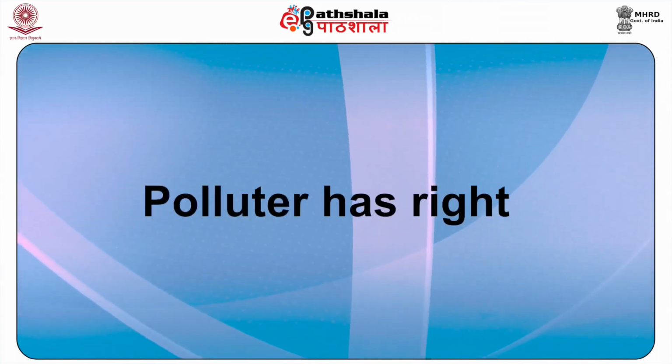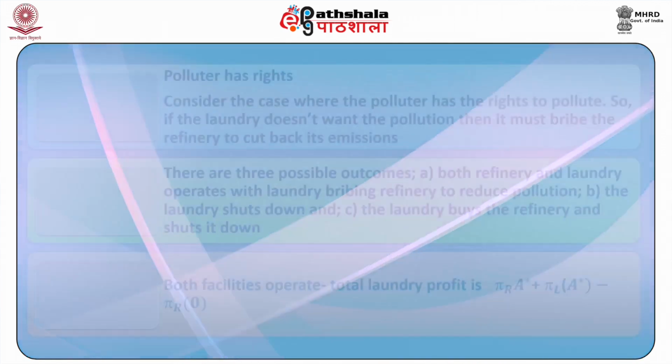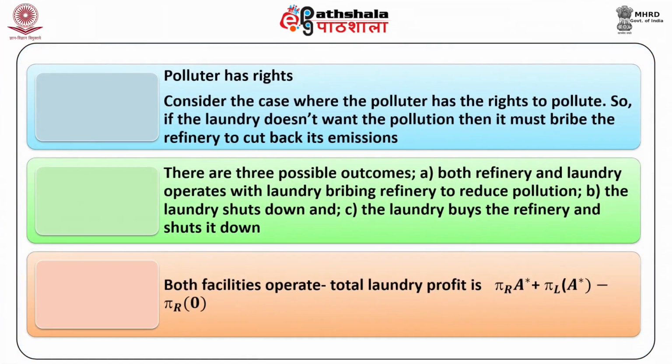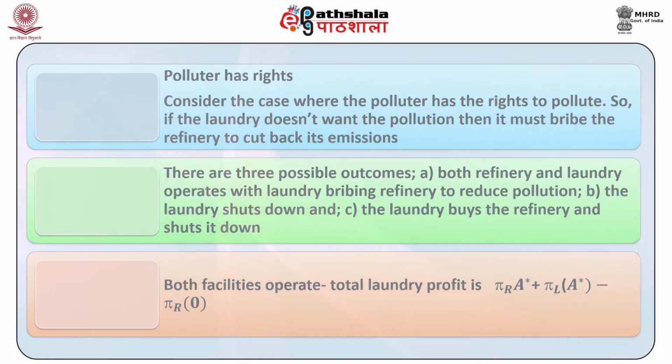Now, the third situation is when the polluter has rights. Consider the case where the polluter has the right to pollute. So, if the laundry does not want the pollution, then it must bribe the refinery to cut back its emissions. As before, there are three possible outcomes. A, both refinery and laundry operate, with laundry bribing refinery to reduce pollution this time. B, the laundry shuts down. And the third outcome is the laundry buys the refinery and shuts it down.